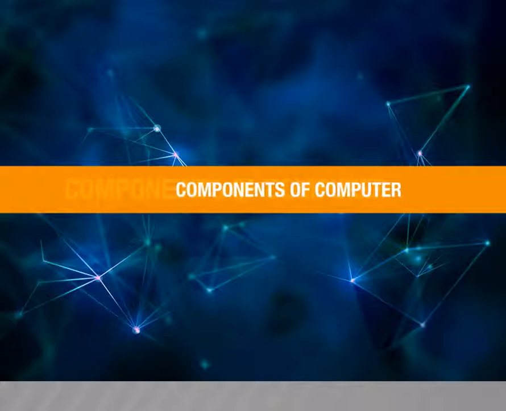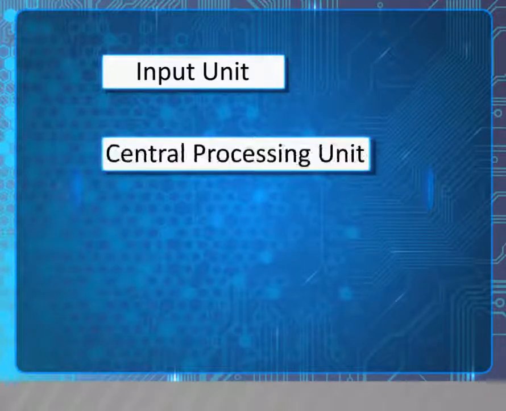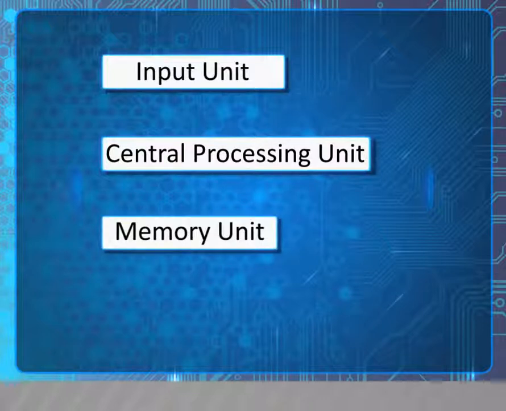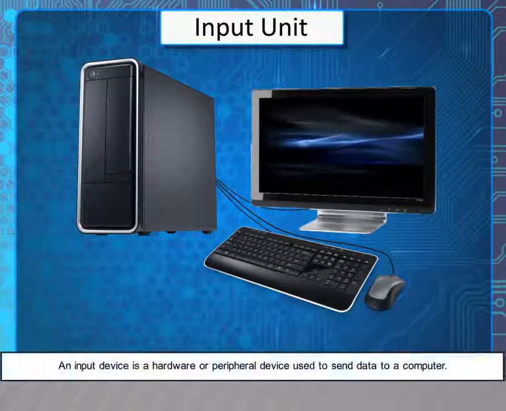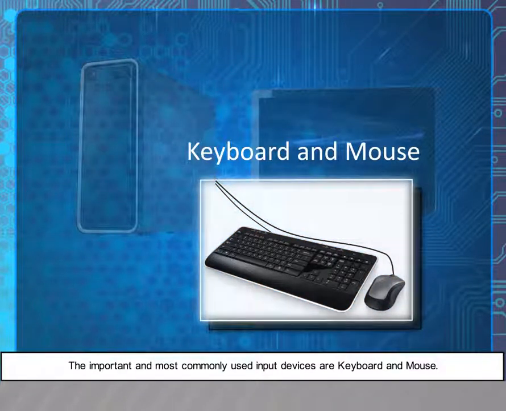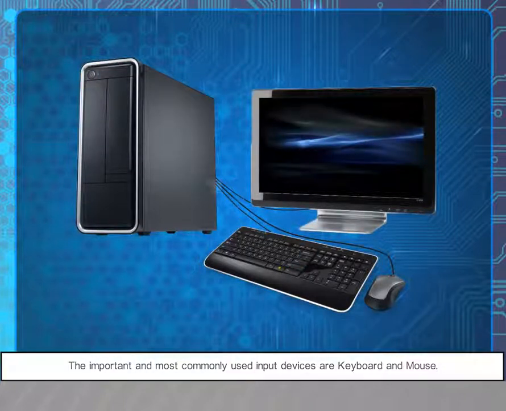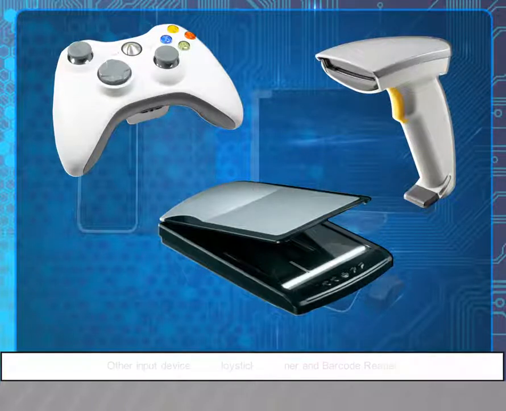Components of computer. In this video, we are going to see the components of computer. The major components of a computer are the input unit, central processing unit, memory unit, and output devices. Input unit. An input device is a hardware or peripheral device used to send data to the computer. The important and most commonly used input devices are the keyboard and mouse. Other input devices are joystick, scanner, and barcode reader.